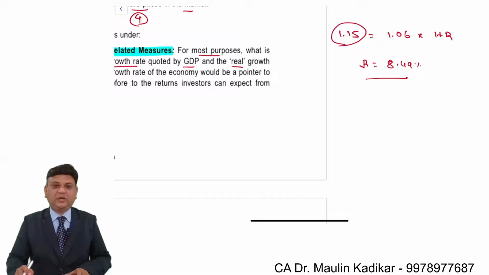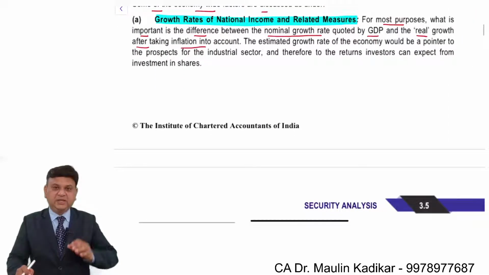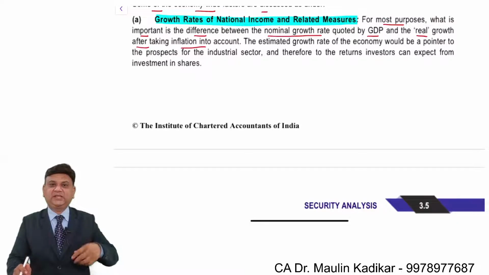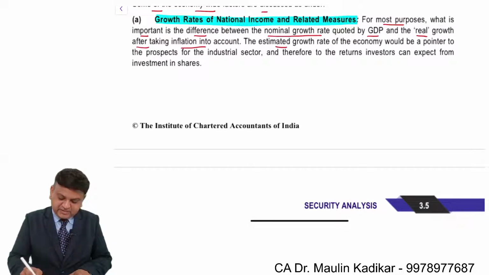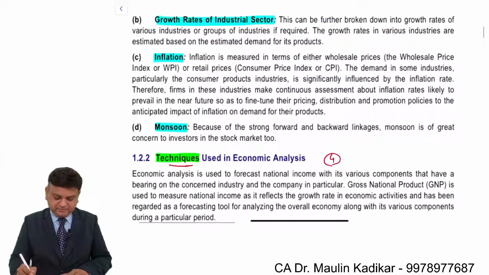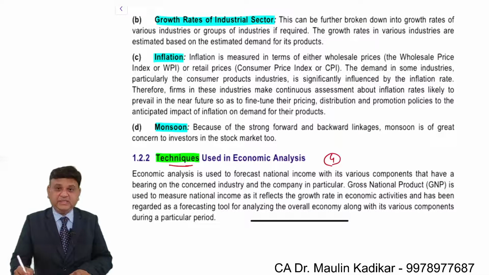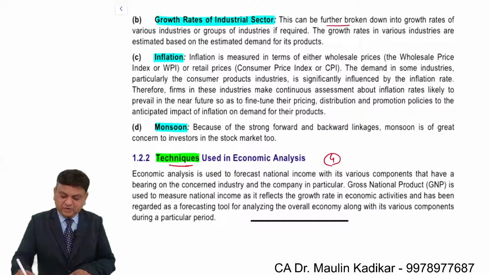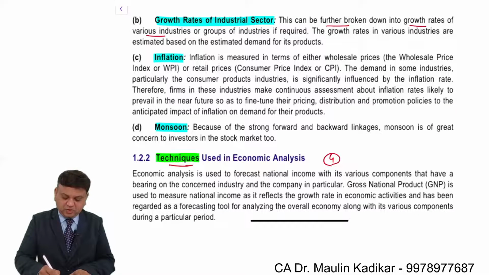The nominal growth rate takes into account the changes of the price, which is not the real growth. The change in the production units is what we understand as the real growth. The estimated growth rate of the economy would point to the prospects for the industrial sector. Therefore, the return an investor can expect from the investment in shares. Growth rate of the industrial sector. This can be further broken down into growth rate of the various industries or group of industries if required. The growth rates in the various industries are estimated based on the estimated demand for their products.